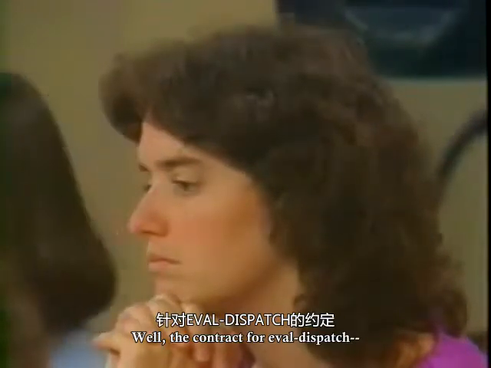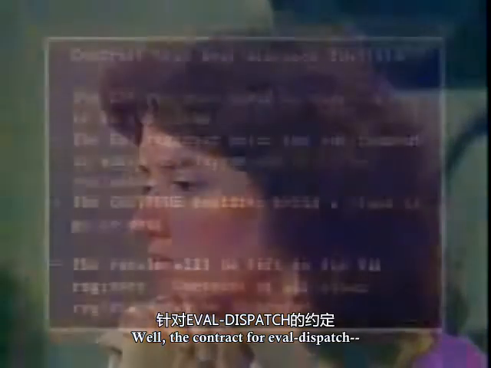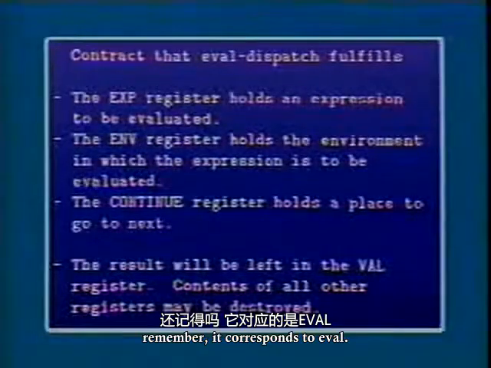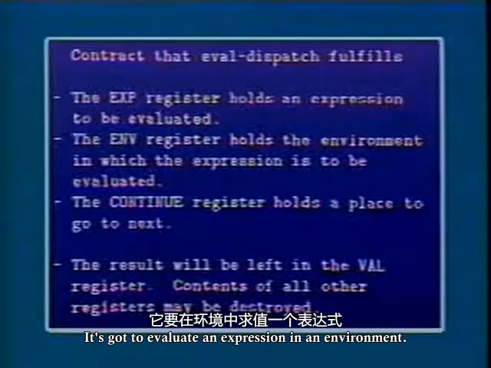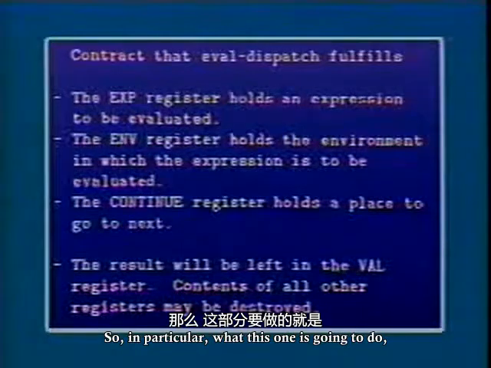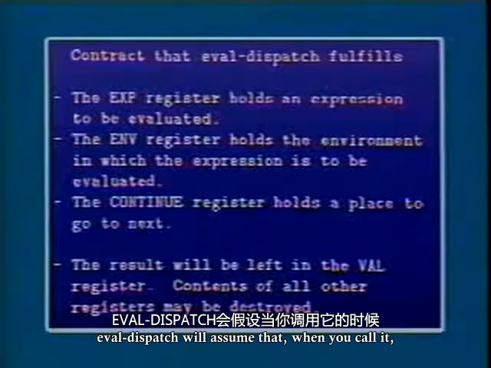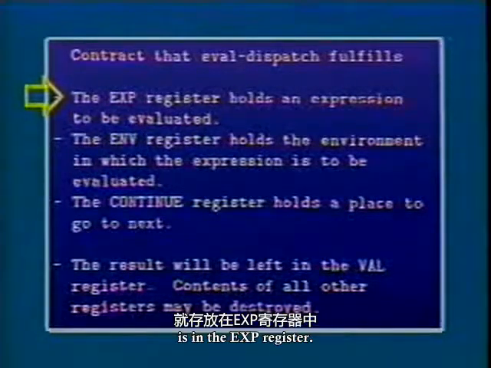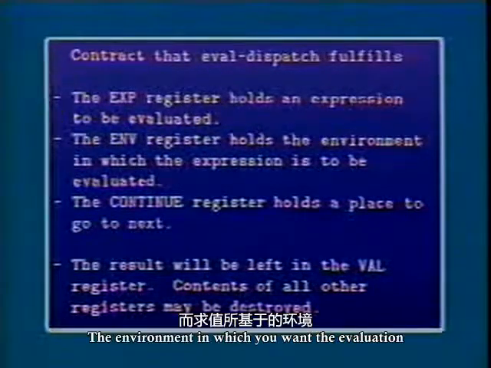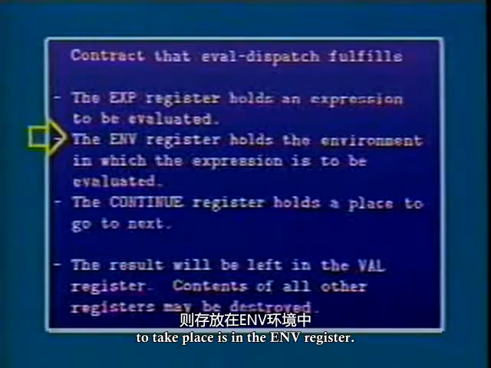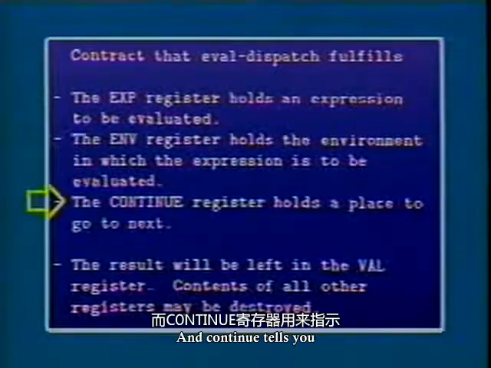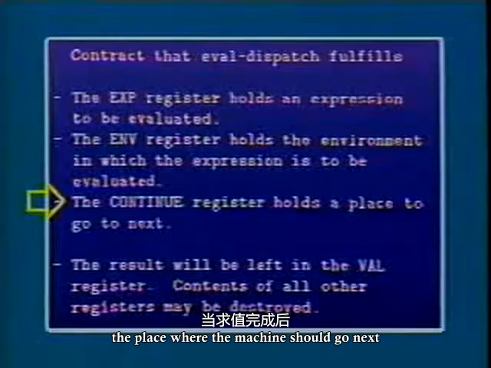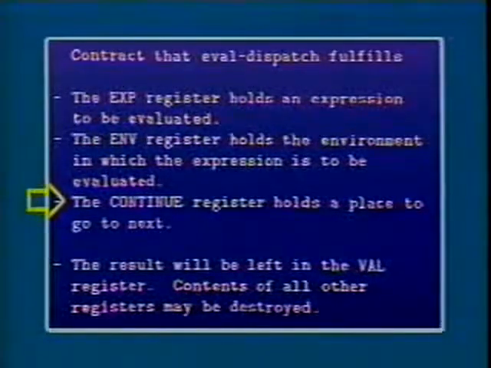Well, the contract for eval dispatch, remember, it corresponds to eval. It's got to evaluate an expression in an environment. So in particular, eval dispatch will assume that when you call it, the expression you want to evaluate is in the exp register. The environment in which you want the evaluation to take place is in the env register, and continue tells you the place where the machine should go next when the evaluation is done.